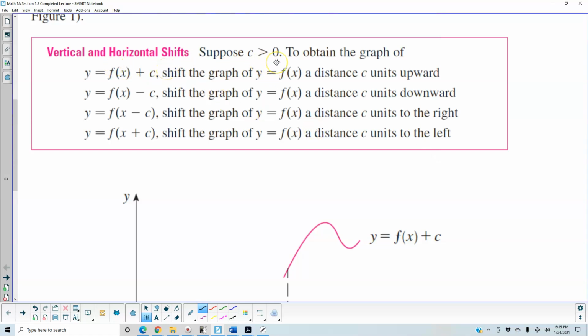Now suppose c is greater than 0. To obtain the graph of y equals f of x plus c, we shift the graph of y equals f of x a distance c units upward. For y equals f of x minus c, we shift the graph a distance c units downward. For y equals f of x minus c, we shift the graph of y equals f of x a distance c units to the right. And for y equals f of x plus c, we shift the graph a distance c units to the left.